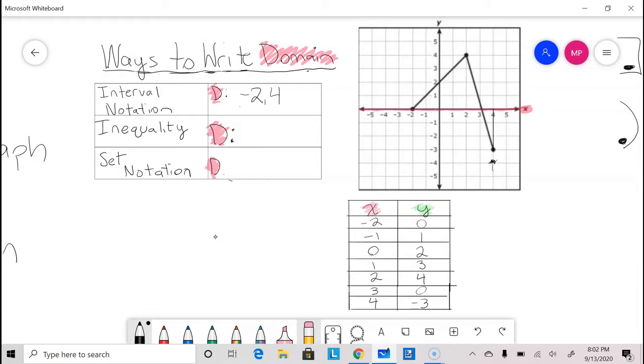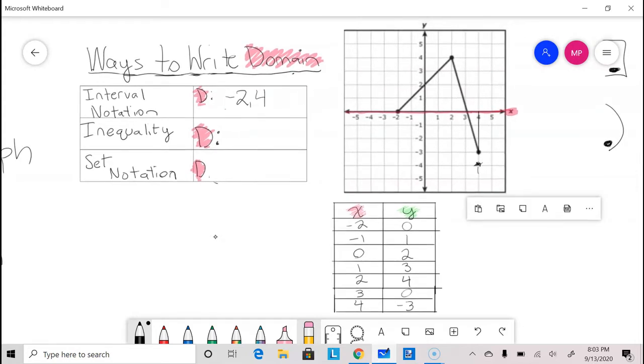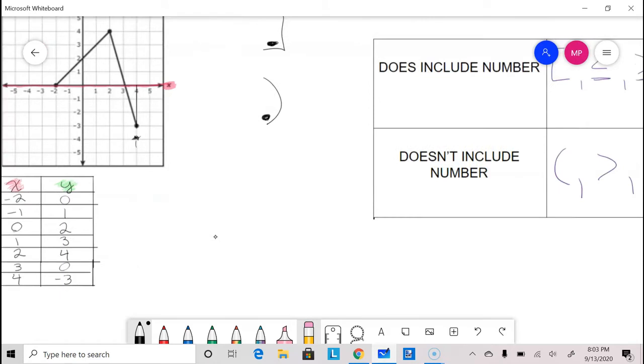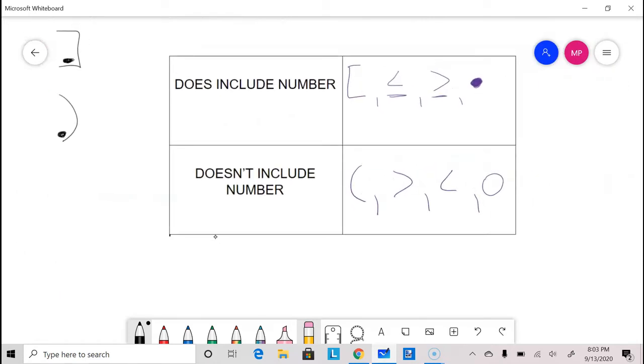Now for the interval notation, we're going to have to use either a bracket or a parenthesis. I drew up a little table to help us see which of the bracket or the parenthesis we need to use. If the number's included, we're going to use the bracket, the greater than or equal to, or the less than or equal to, and the solid dot, or filled in dot, however you want to think about it. For the next row, doesn't include the number or the value, we have a parenthesis, the greater than or the less than, and then a hollow dot.